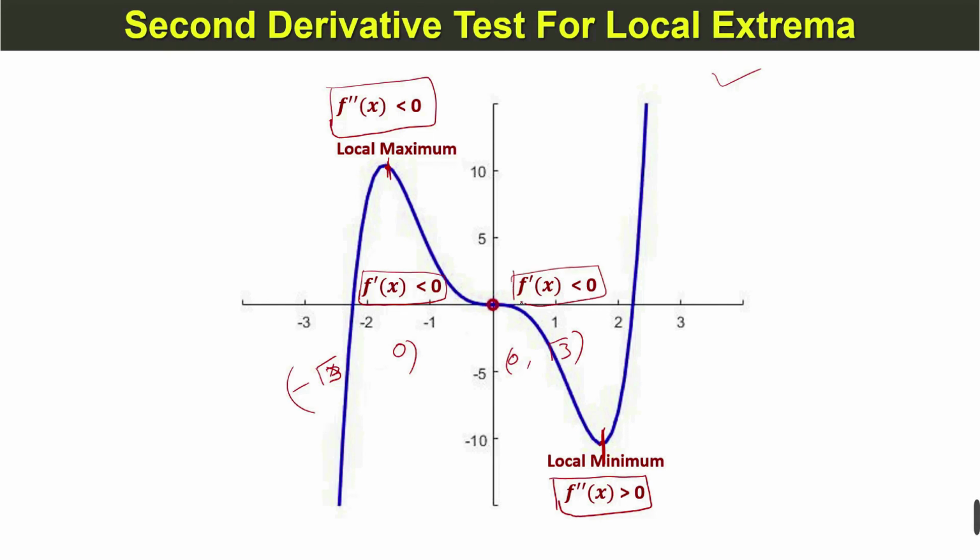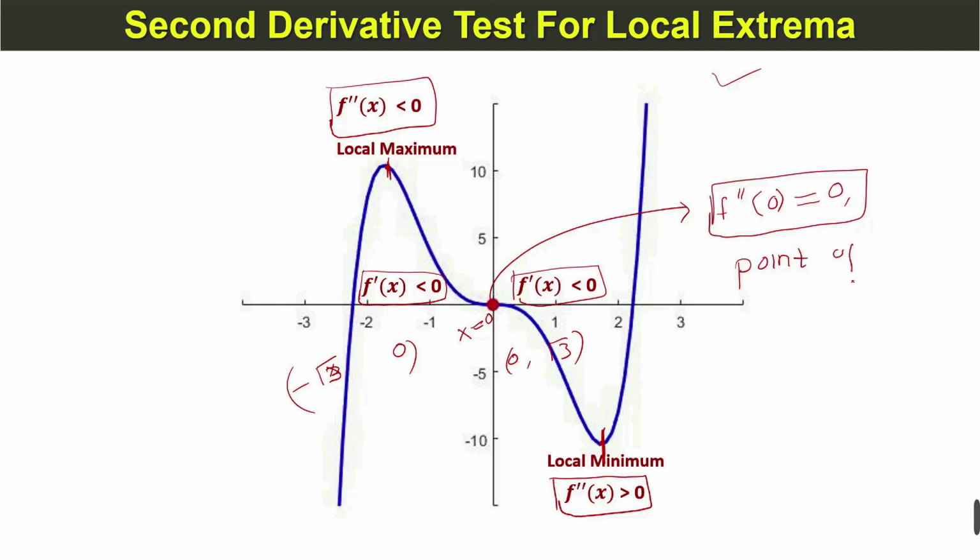the first derivative of the function is less than 0, and this is the point x is equal to 0 where the second derivative test is inconclusive, meaning the second derivative of the function at x is equal to 0 is 0. Okay, so what will happen if the second derivative of the function is equal to 0? This means this is the point of inflection.